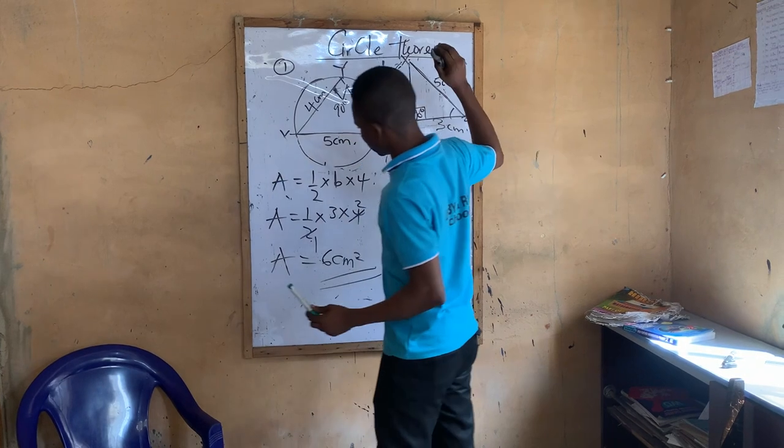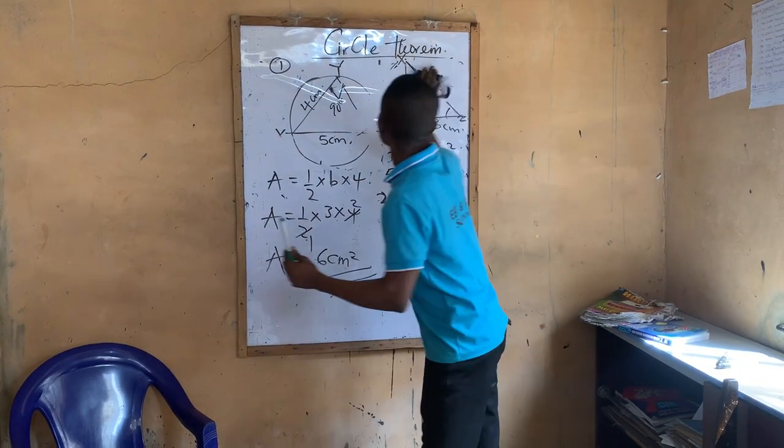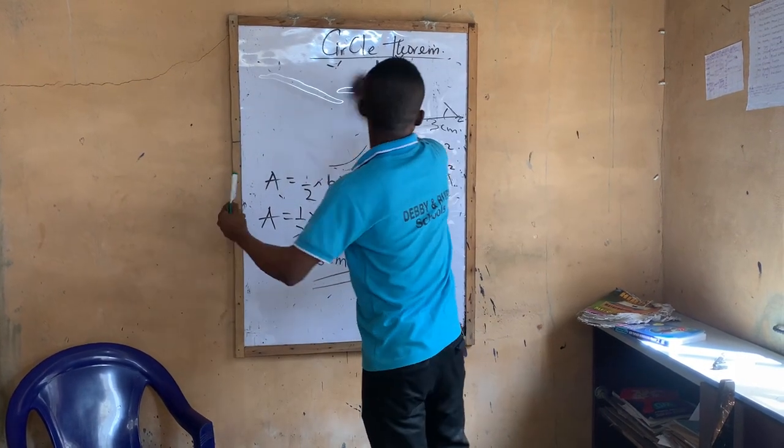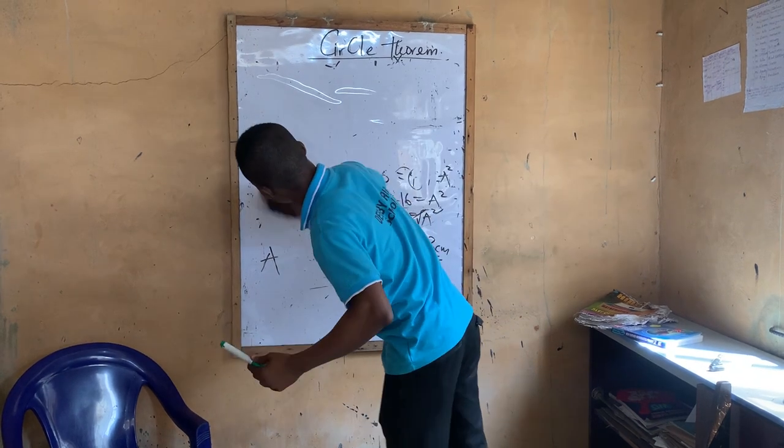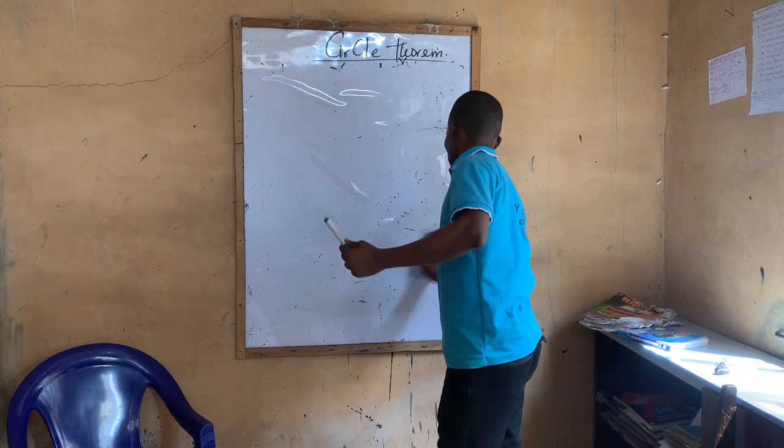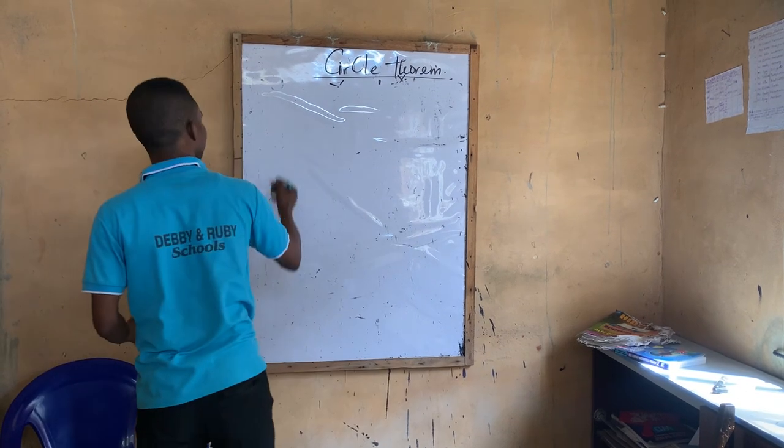Now let's take a look at number 2. I would like us to solve just 3 questions for these two theorems. Now, they give number 2.